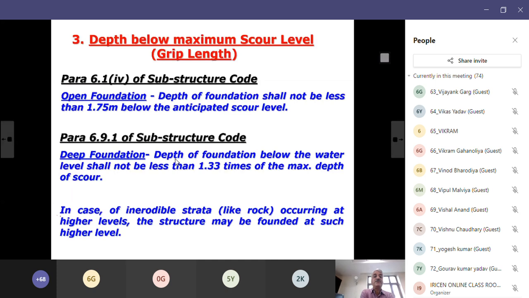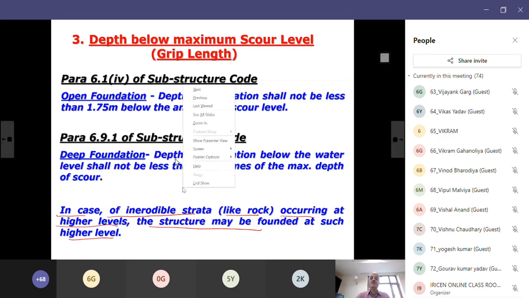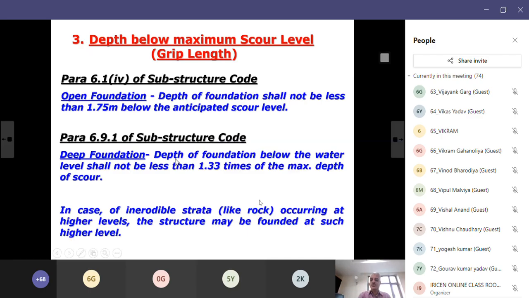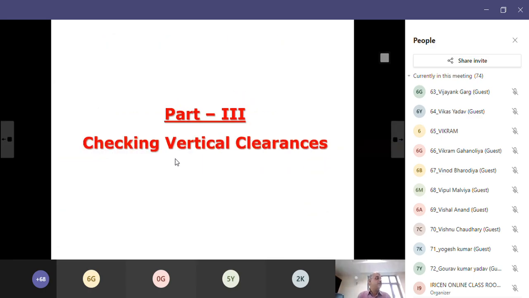It says in case of inerodible strata, and please remember inerodible strata is rock. Clay is not considered inerodible strata. Many times people say that clay does not erode normally, but it is very clear clay is not considered inerodible. It may be less erodible or very less. Inerodible means rock. In that case, if it occurs at higher level than whatever depth we are going, the structure may be founded. Your founding level can be at the rock level, wherever you get the rock in between. So this is about depth of foundation, where we have to found our foundations.